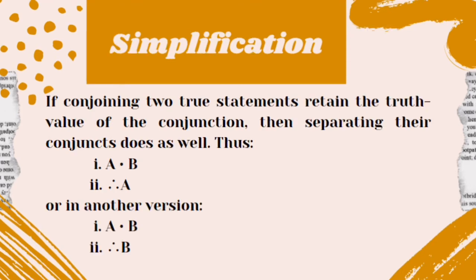Simplification. If conjoining two true statements retains the truth value of the conjunction, then separating their conjuncts does so as well. Thus, premise 1. Amphibians are animals and birds have feathers. Conclusion. Therefore, amphibians are animals. Or in another version, premise 1. Amphibians are animals and birds have feathers. Conclusion. Therefore, birds have feathers.